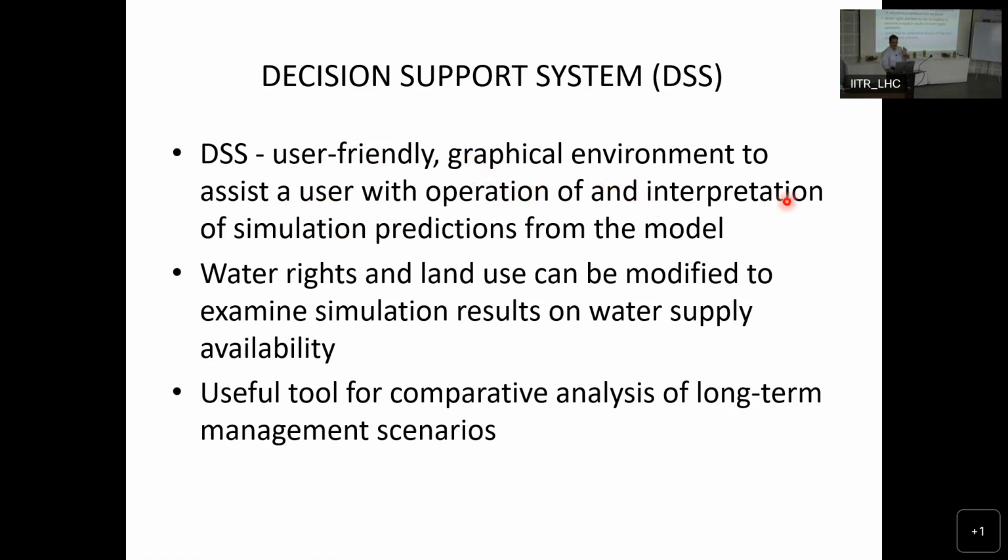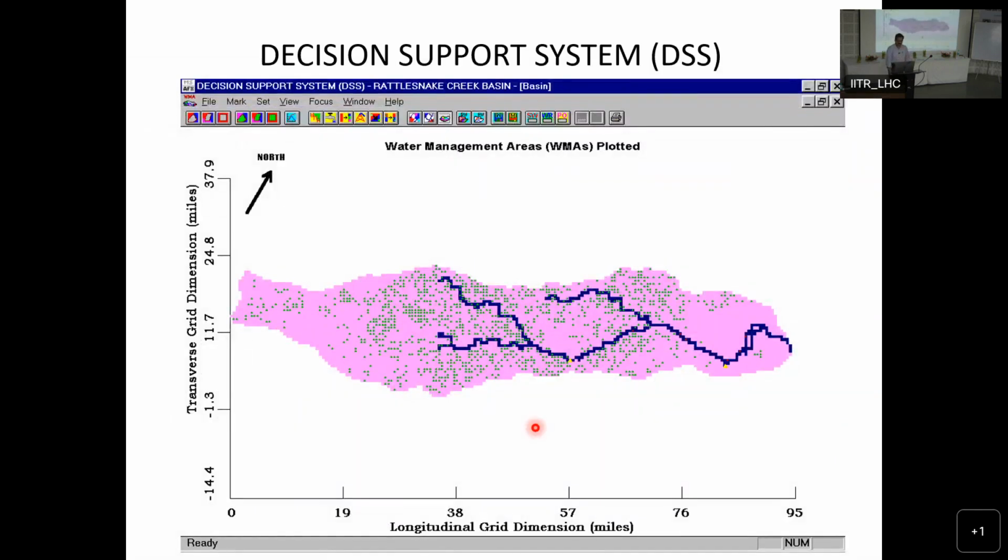So it's a friendly environment that allows us to enter what we need: the water rights and land use need to be modified explicitly, and then see what the simulation results were doing. So it's again useful for a comparative analysis and long-term scenarios. So this is the decision tool, okay? This is the main stem of the Rattlesnake Creek Basin. It doesn't extend all the way over here because this is the portion that has water all the time. The upstream portions are ephemeral. Sometimes they have water, sometimes they don't.